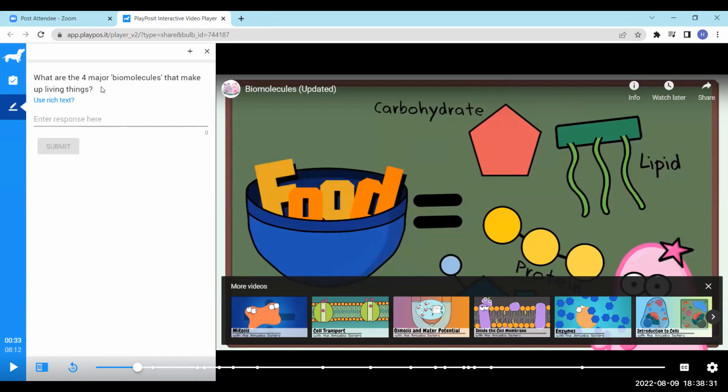What are these? Yes, excellent. Carbohydrates, lipids, and proteins, the most important one, and I don't remember this one. Nucleic acids. Do you know any information about nucleic acids?